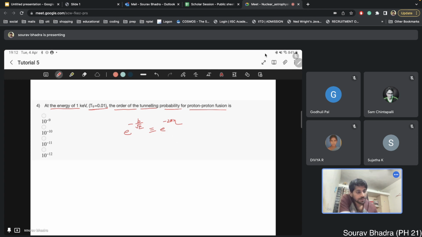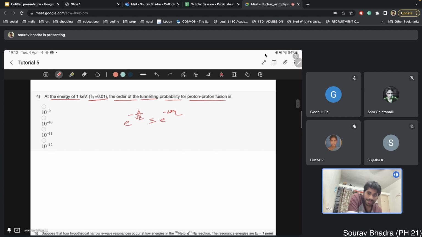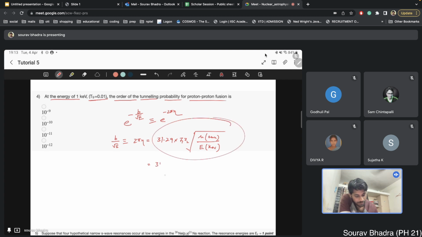If you go through that material of week 4, 2 pi eta can be written exactly similarly as this. 2 pi eta is 31.29 times Z1 Z2 mu in AMU unit divided by E in keV unit, and root over that. So try to remember this, otherwise you cannot do it. You have to do it from the base equation, which is very time consuming.